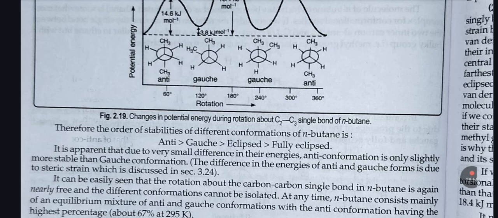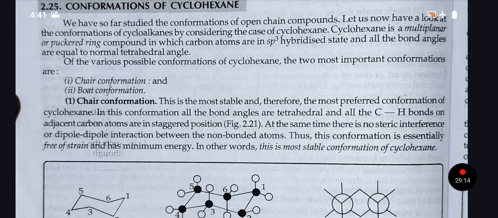N-butane consists mainly of an equilibrium mixture of anti and gauche conformations, with the anti conformation having the highest percentage, about 67%, at 295 Kelvin. Conformation of cyclohexane. We have so far studied the conformation of open chain compounds. Let us now have a look at the conformation of cycloalkanes by considering the case of cyclohexane.